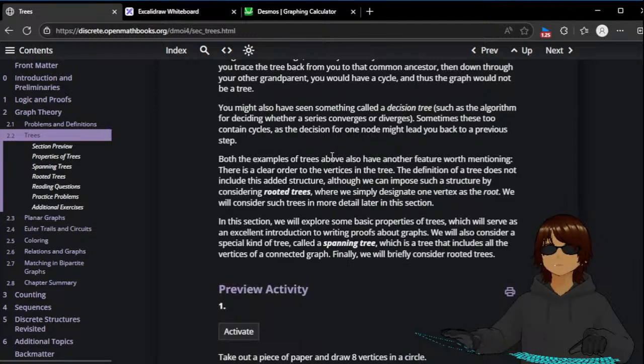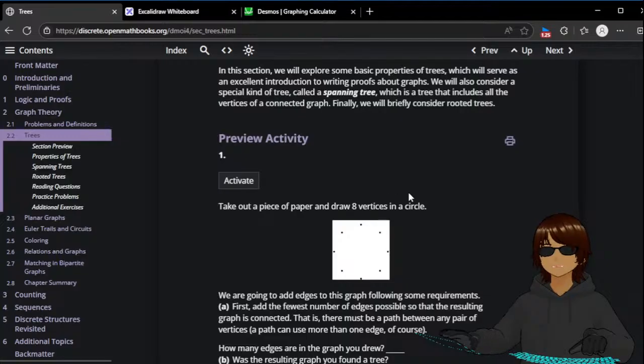Both the examples of trees above also have another feature worth mentioning. There is a clear order to the vertices in the tree. The definition of a tree does not include this added structure, although we can impose such a structure by considering rooted trees, where we simply designate one vertex as the root. We'll consider such trees in more detail later in this section.